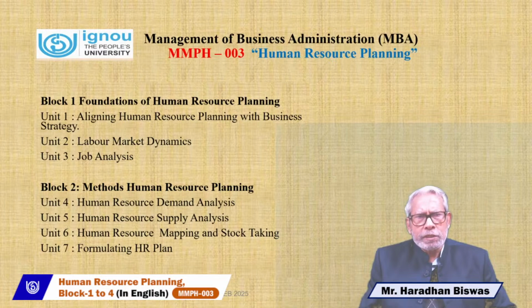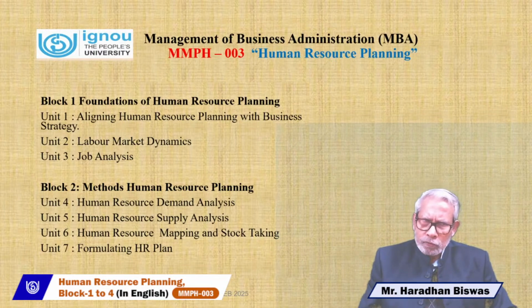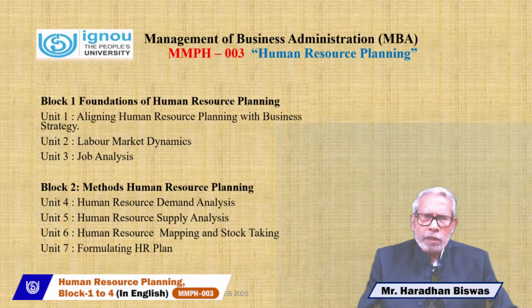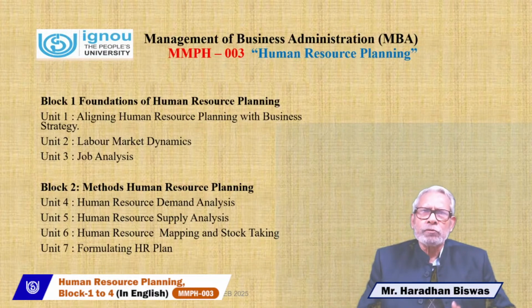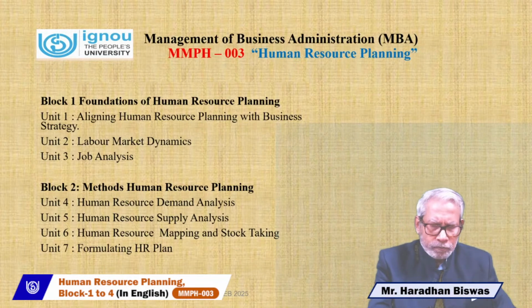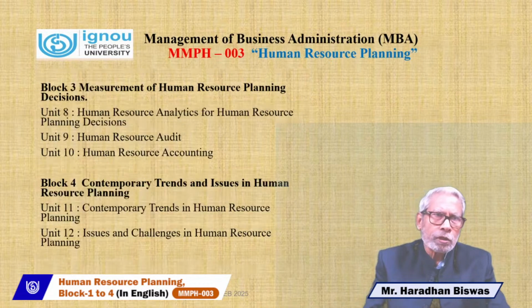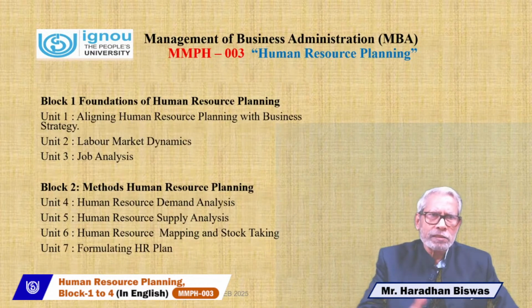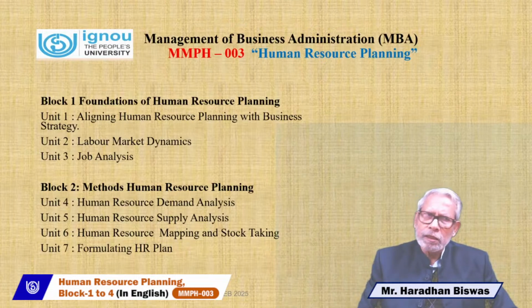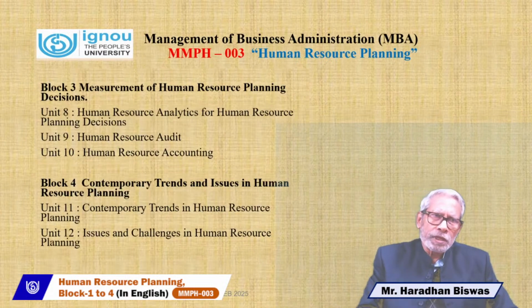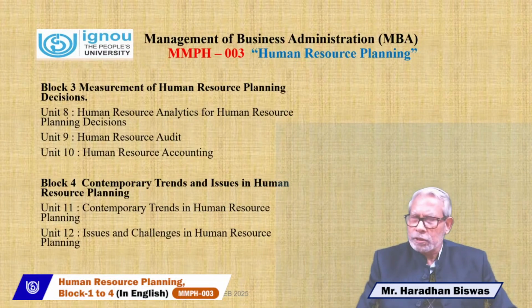It is in continuation of our earlier 4-5 sessions where we have discussed every block in detail: Block 1, Block 2, Block 3, Block 4. Based on these, I will try to summarize the gist. As we know, Block 1 is the foundation of human resource planning, Block 2 is the methods of human resource planning, and Block 3 is the measurements and contemporary trends.